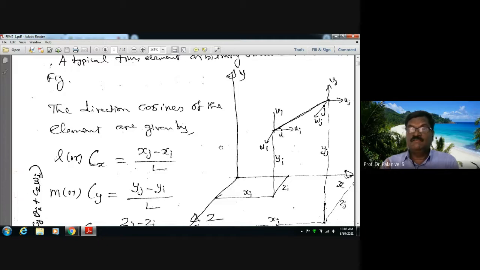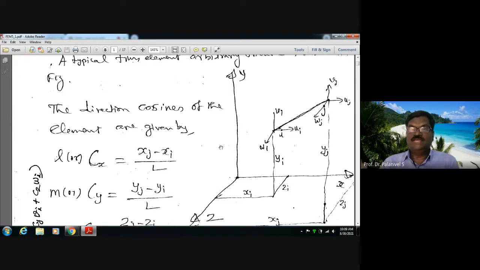You take the angle, because the truss is arbitrarily oriented. The angle between the truss and x-axis, that angle you take. Cos of that angle is called the direction cosine with respect to x-axis. What is the angle made by this truss member with y-axis? You take that angle, and cos of that angle is the direction cosine of that truss member with respect to y-axis. And the direction cosine of the arbitrarily oriented truss member with respect to z-axis means you measure the angle between z-axis and the truss element, and the cos of that value.